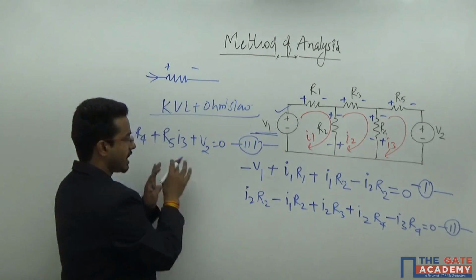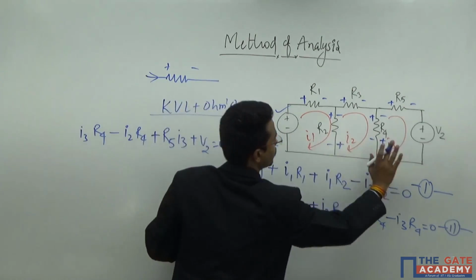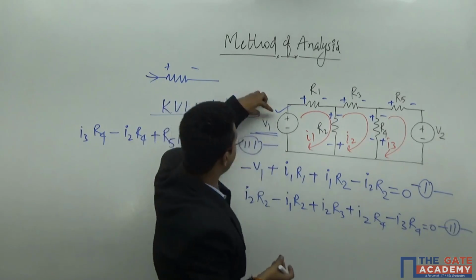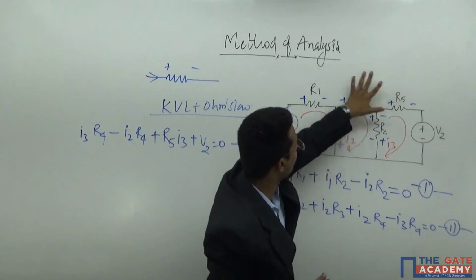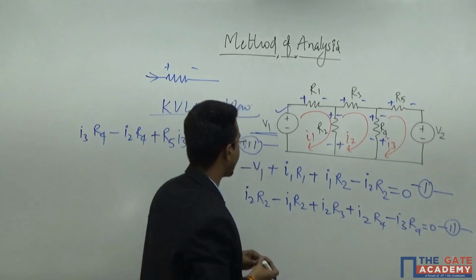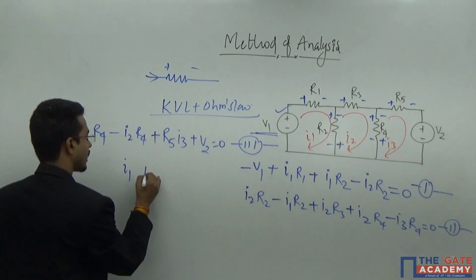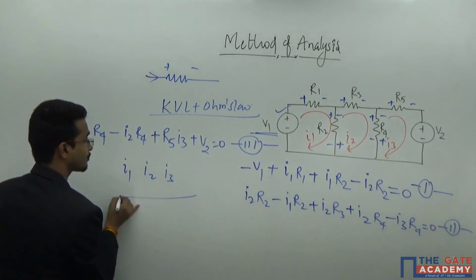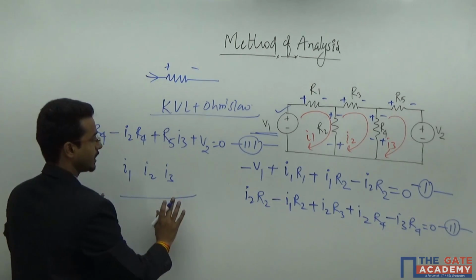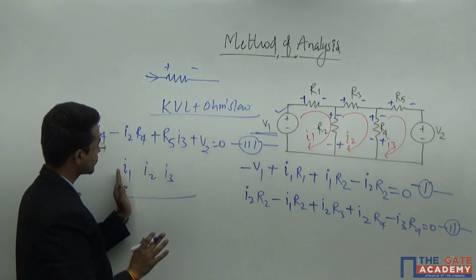That means I have written three mesh equations for three individual meshes. I know the V1 value here, I know the V2 value here, I know all the resistance values. Only I don't know the values of I1, I2 and I3. That means from here you will get the values of the currents of three meshes.